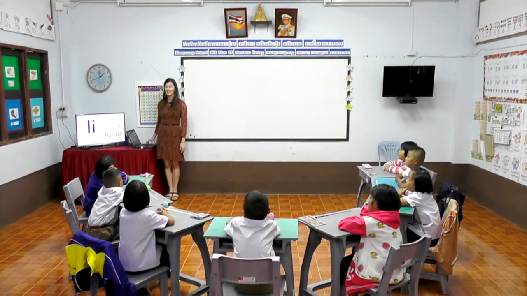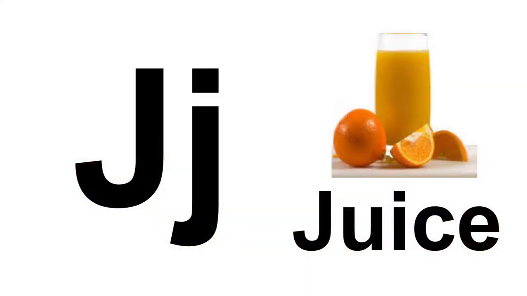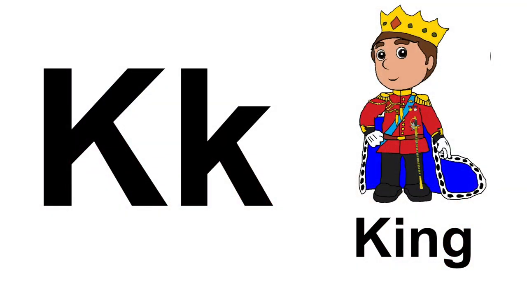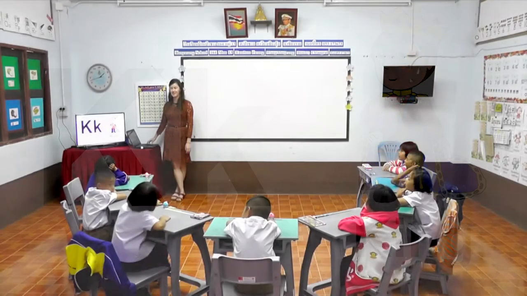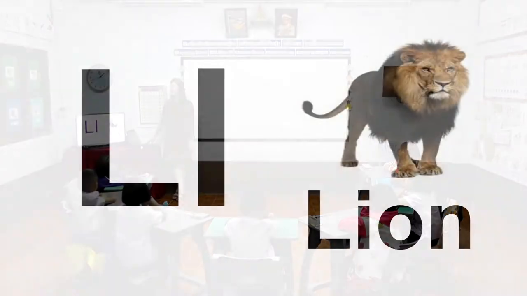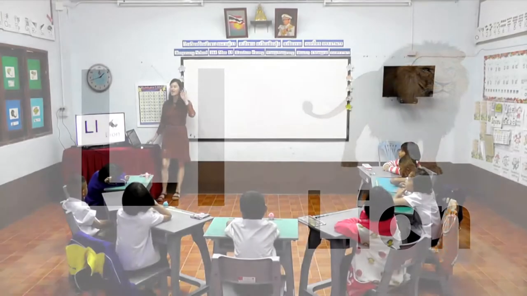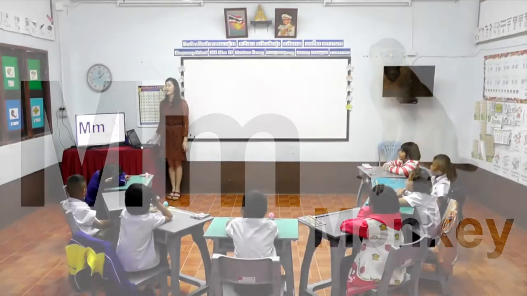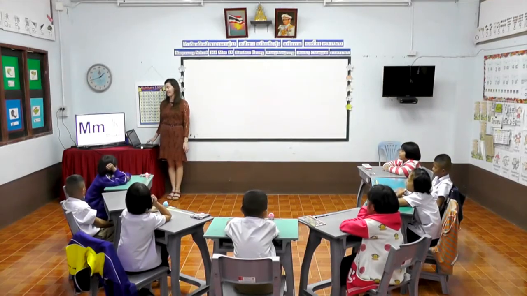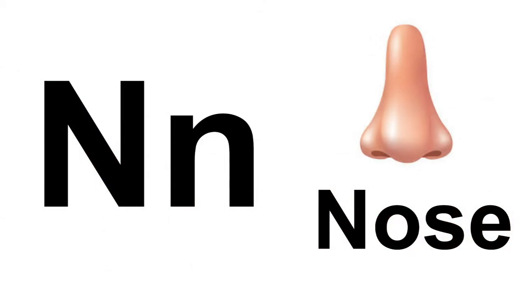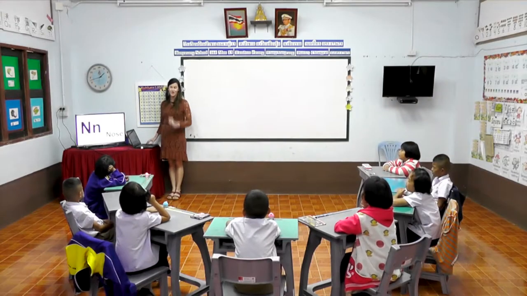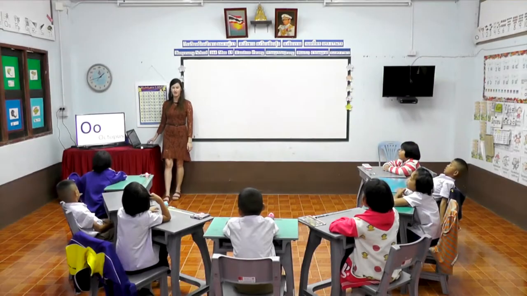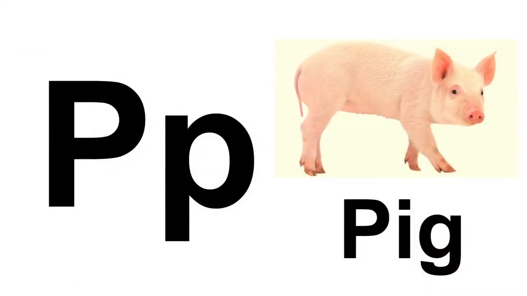H, h, hat. I is for igloo. I, I, igloo. J is for juice. J, j, juice. K is for king. K, k, king. L is for lion. L, L, lion. M is for monkey. M, M, monkey. N is for nose. N, N, nose. O is for octopus. O, O, octopus. P is for pig.